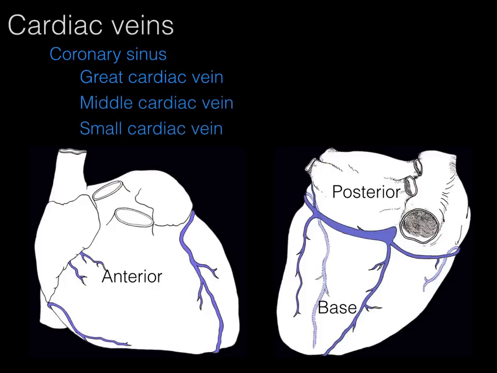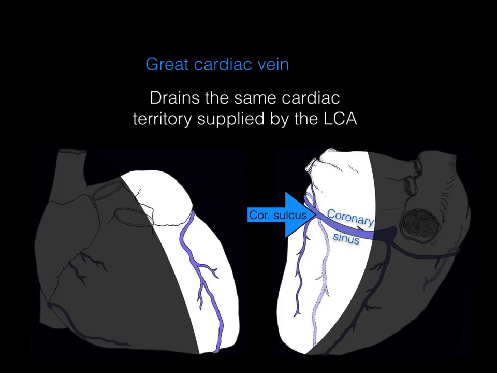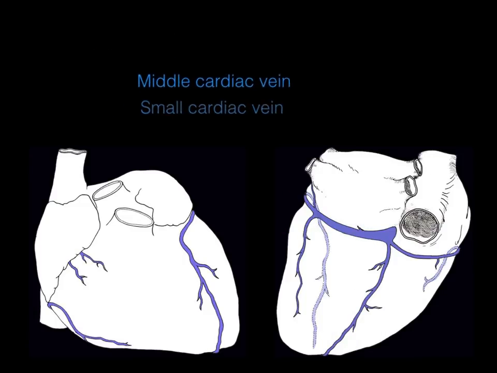Let's start first because the great, middle, and small all feed into the coronary sinus. So let's start with the great cardiac vein first. It arises from the apex of the heart, and it courses up the anterior surface of the interventricular septum. And then it courses around the coronary sulcus from the front to the back, where it dumps its blood into the coronary sinus. Take-home message about the great cardiac vein: it parallels the LAD, and it drains the same cardiac territory supplied by the left coronary artery.